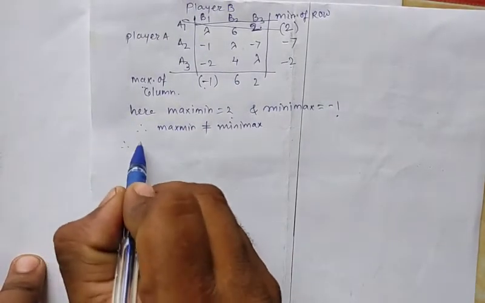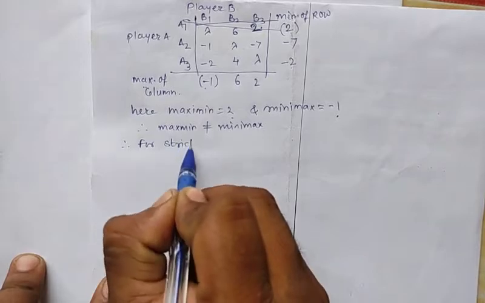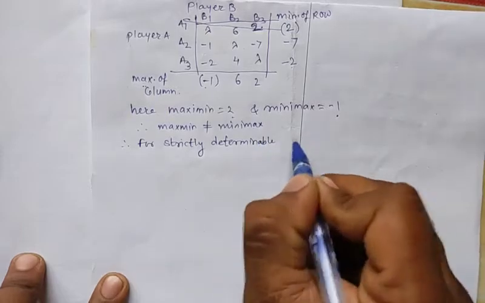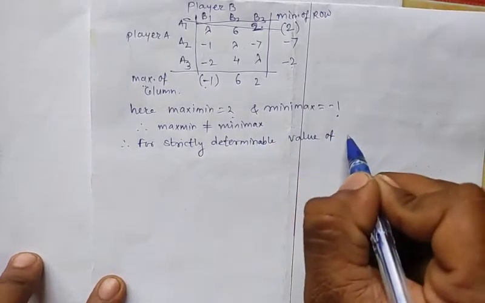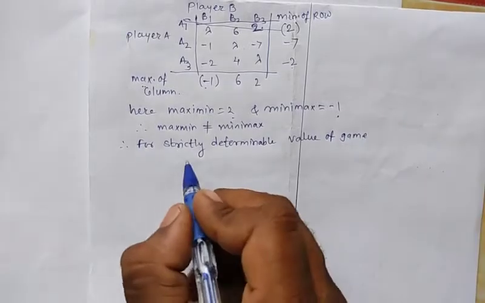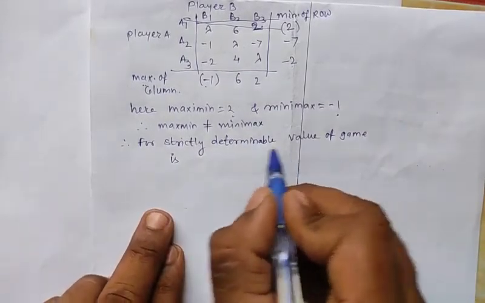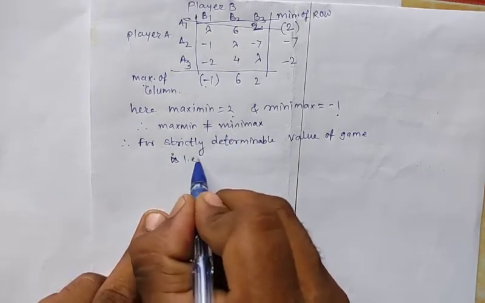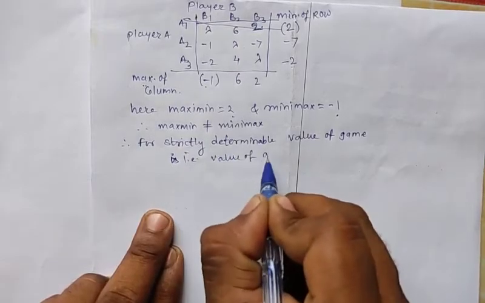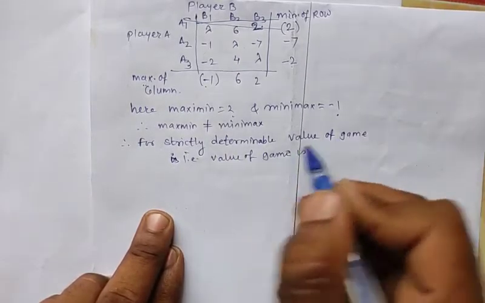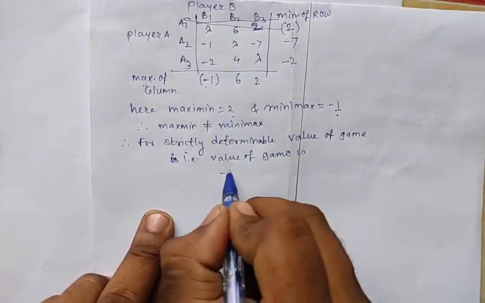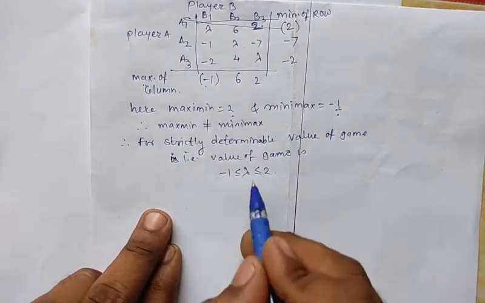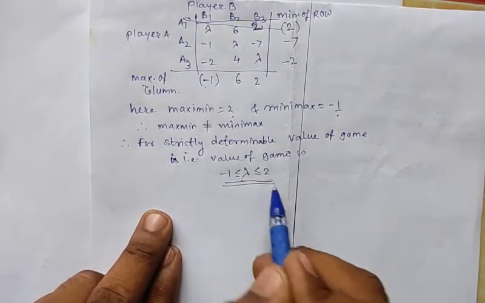Therefore for strictly determinable value of game, what is value of lambda? Value of game lies between maximum value and minimax value, which lies between -1 to 2. Therefore -1 less than equal to lambda less than equal to 2. Here value of lambda lies between -1 to 2.